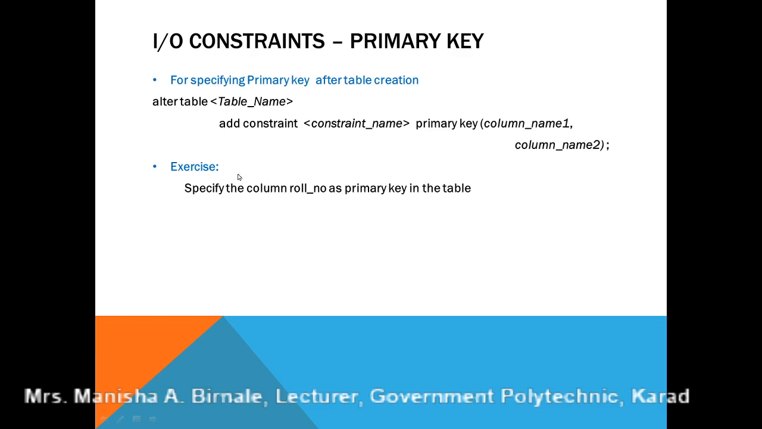So suppose this is the exercise: specify the column roll number as primary key in table student. So already we have created this student table. There are columns like roll number, name, percentage marks, and date of birth. We have not specified a primary key for this table. So using alter table, now we want to specify a primary key for this table. So let us see it.